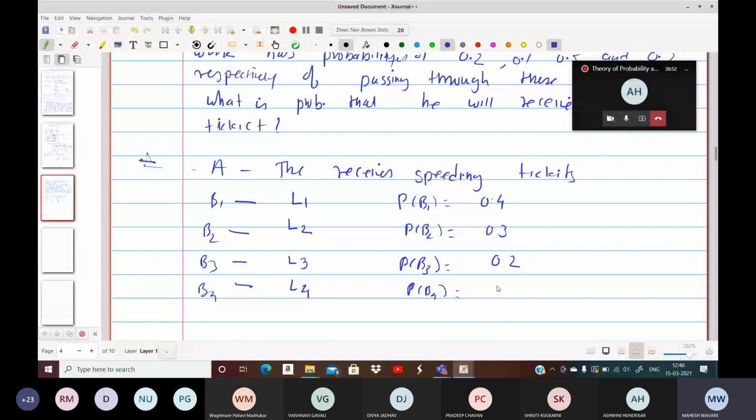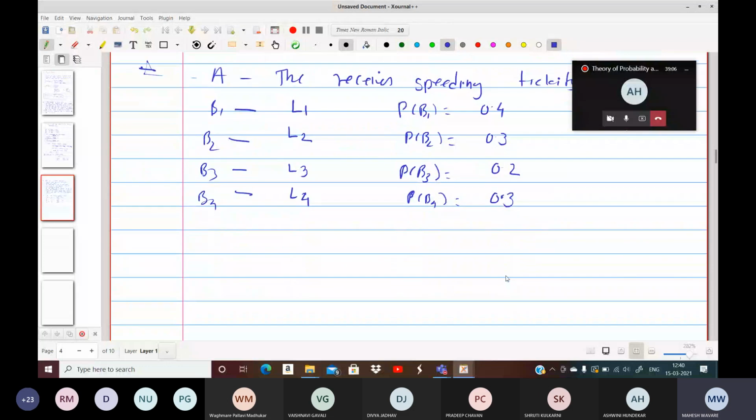The next part: the person who is speeding on his way to work has probability 0.2, 0.1, 0.5 and 0.2 respectively. So what is given here? The probability of the person speeding, meaning he may receive a speeding ticket, at location L1 is 0.2.